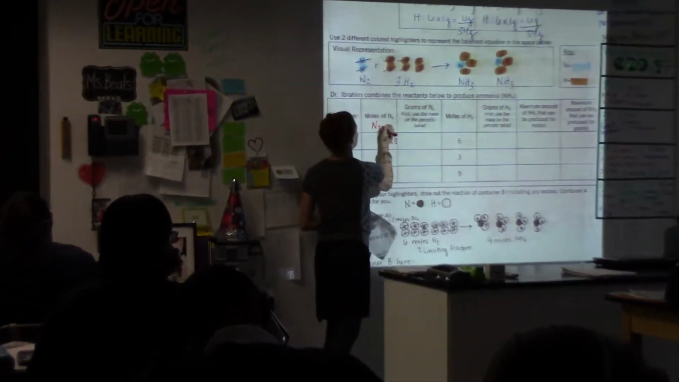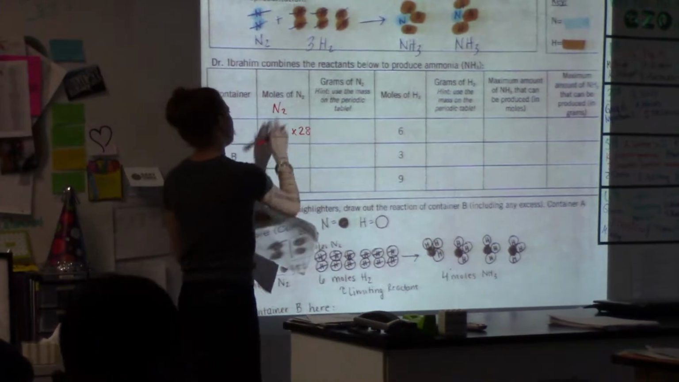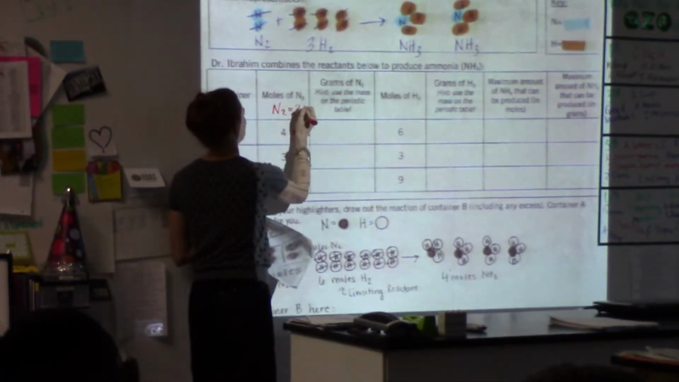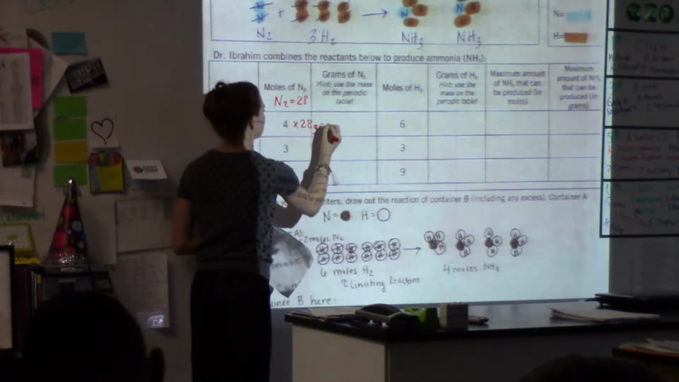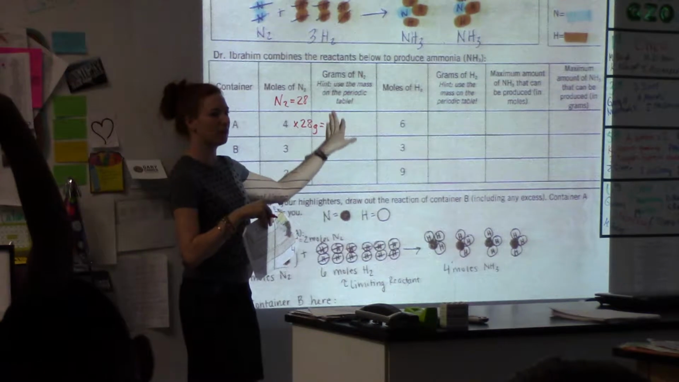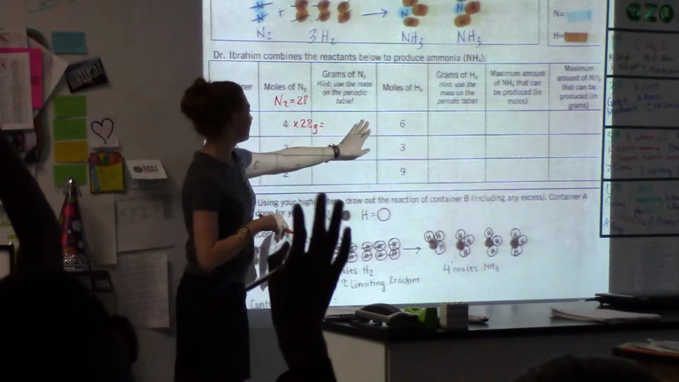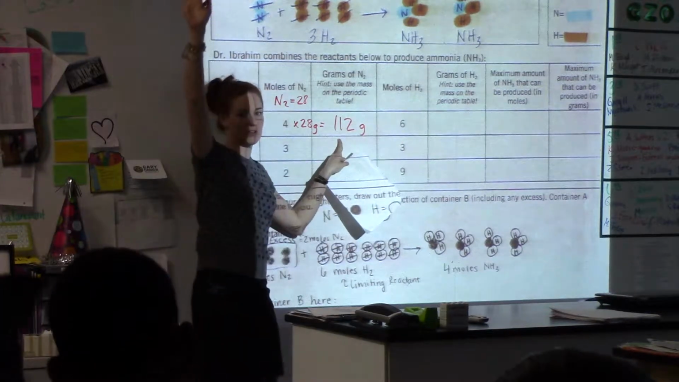So N2 is 2 nitrogens. We know from our periodic table that each nitrogen weighs 14. So I know that together, 14 times 2 weighs 28. So if I have 4 N2 at 28 grams apiece, how much do all these weigh together? Put it in your calculator. 112 grams. Anybody else get 112?